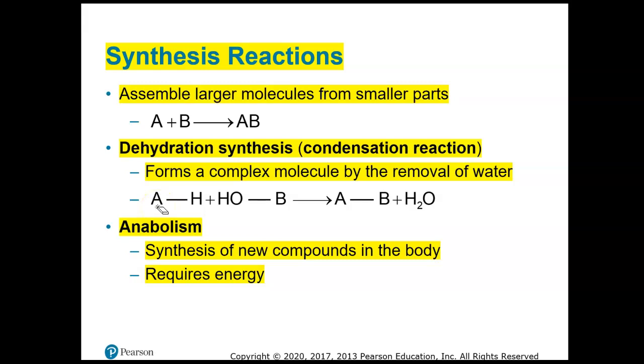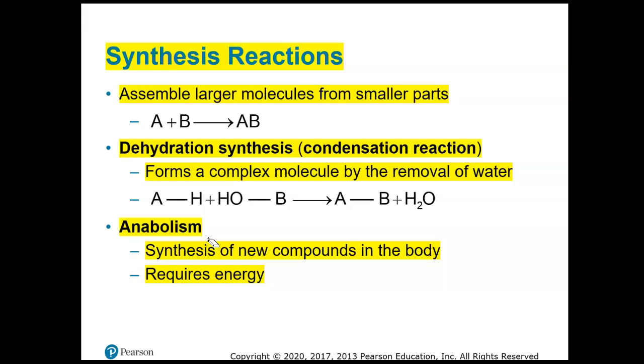Now you have your chemical A, or your substance A, which is bonded with a hydrogen, your substance B, which is bonded with a hydroxide. You have the removal of the H and the OH, and they're formed together as water. So water is a product. And then you have linking A and B together to form chemical AB. That is a synthesis reaction. It's called dehydration synthesis or condensation because the water molecule is removed. And it is one of the examples of anabolism, which are all of these synthesis reactions in the body.